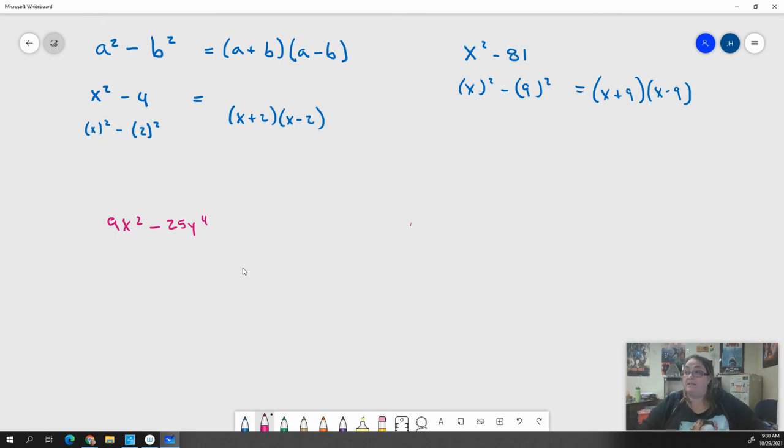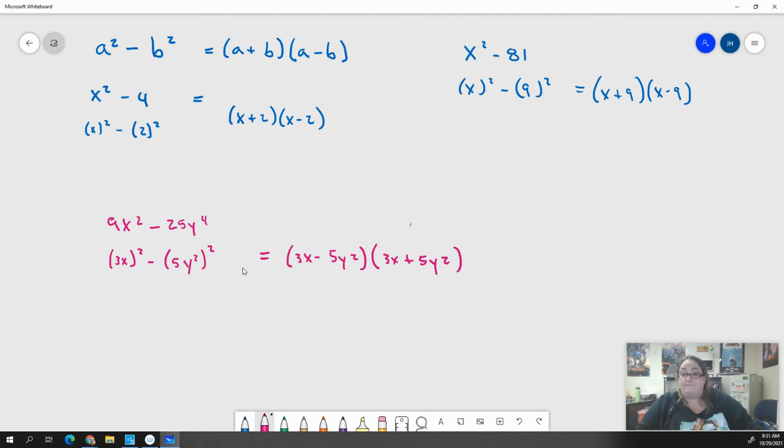right? If I look at this, this is 3x squared. If I look at this, well, 25, the square root of 25 is 5. Y to the fourth, well, that's y squared times y squared. You can always do that when you have these even numbers here, because that whole thing is just squared. It's 5y squared squared. So my factors would be 3x minus 5y squared times 3x plus 5y squared.